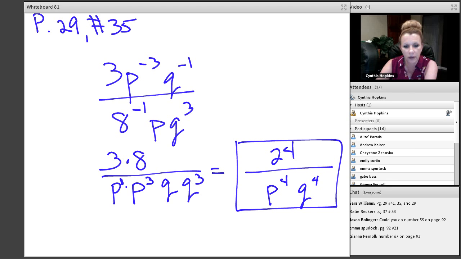So you better know your properties, guys. Okay, by the way, when there's more than one letter or variable in a term, and you've got these factors of variables, please put them in alphabetical order. It just makes it easier for teachers to grade. Okay, so that's why I have the p to the fourth before the q to the fourth.